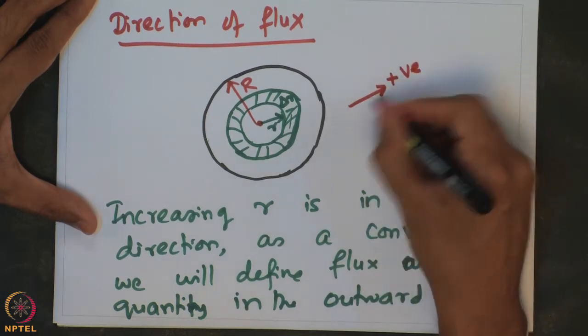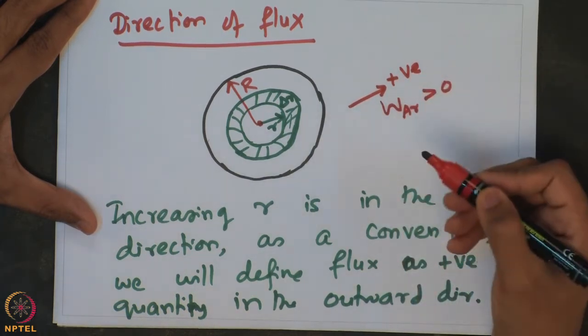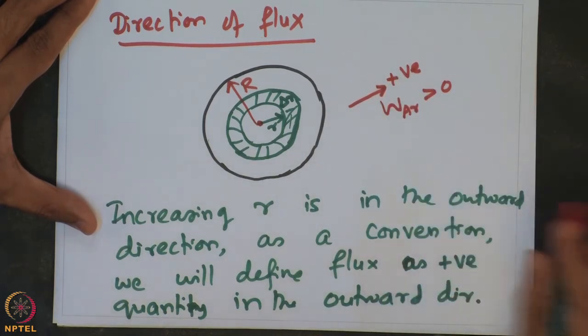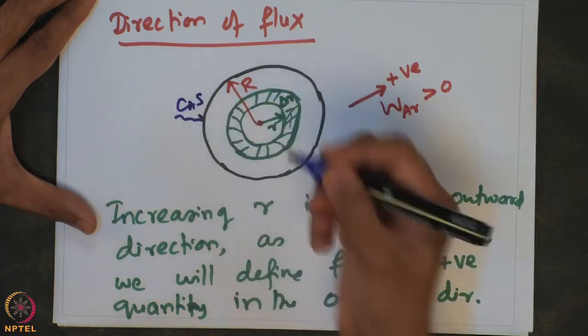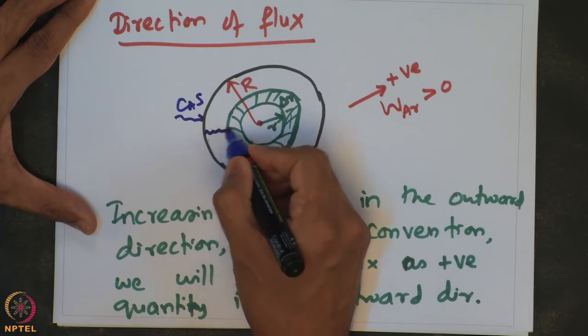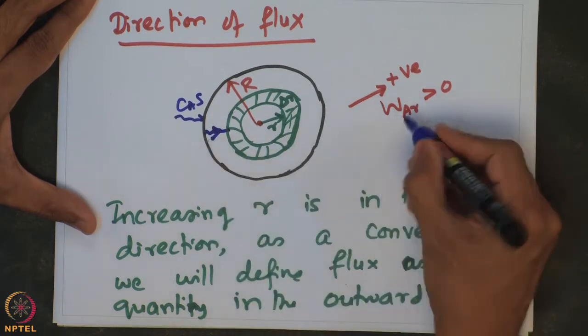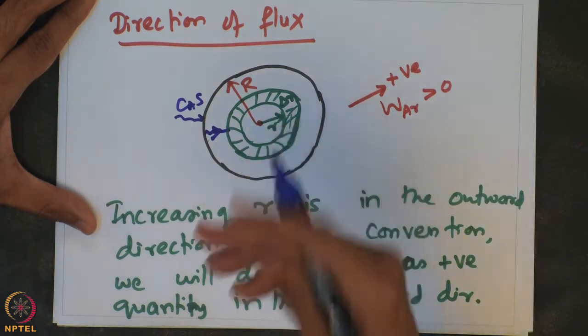So, we will assume as a convention that the positive radial direction will be the direction in which the flux is greater than 0, and note that the species is actually diffusing. This is CAS, the concentration of the species at the surface, and the species is diffusing in the decreasing radial direction. Because of that, the flux with which the species will diffuse will be negative, indicating that the species is diffusing in the inward direction or the decreasing radial direction.